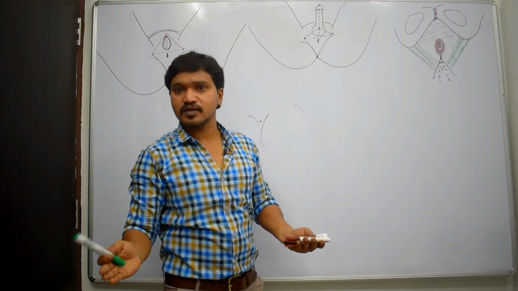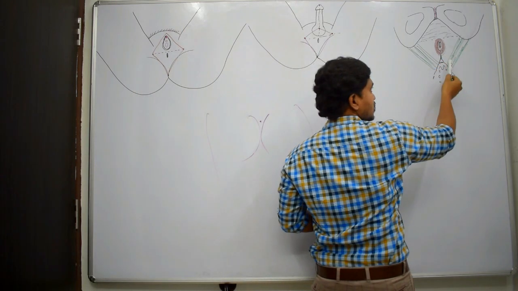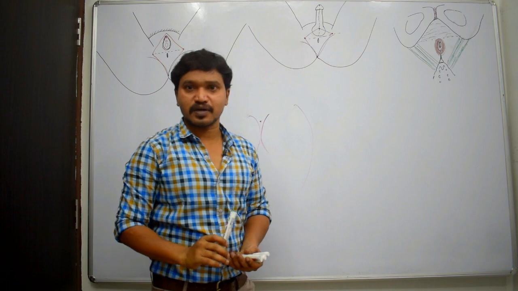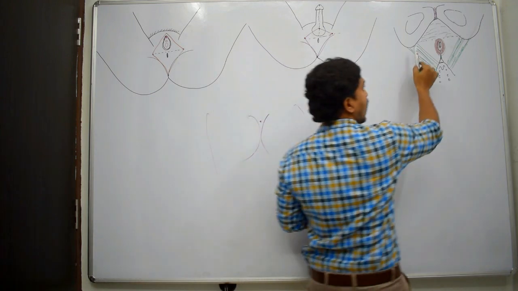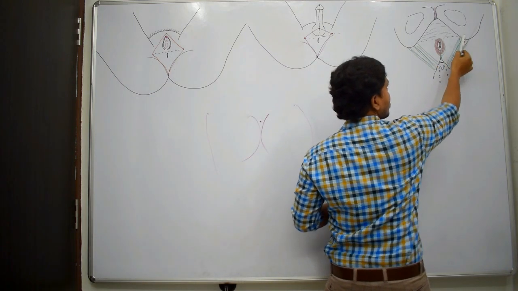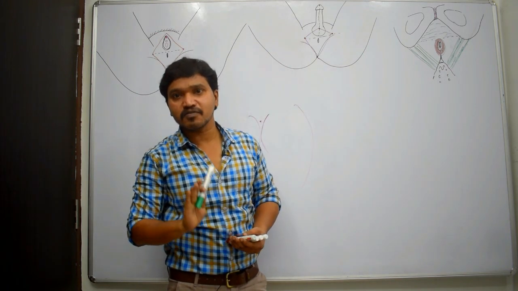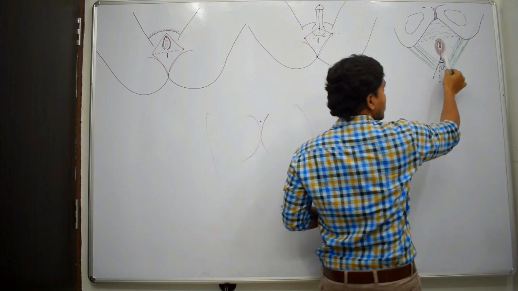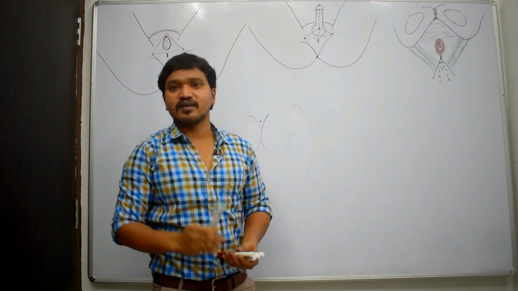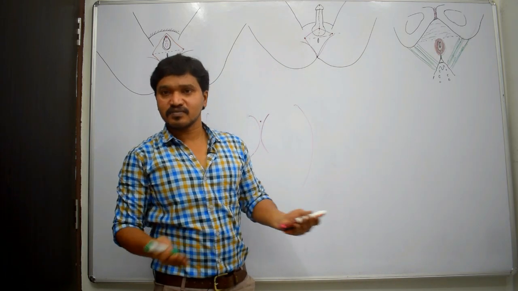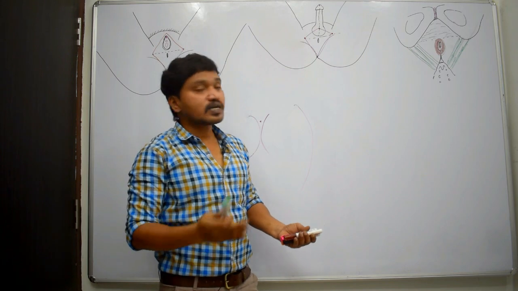Then, posteriorly, what is this? Sacrotuberous ligament. That's it. Here, posteriorly, the sacrotuberous ligament. Now, laterally, what is there? Pelvic surface of the ischium. Then, medially, what is there? The anal canal and the wall of the anal canal. That's it. Right?